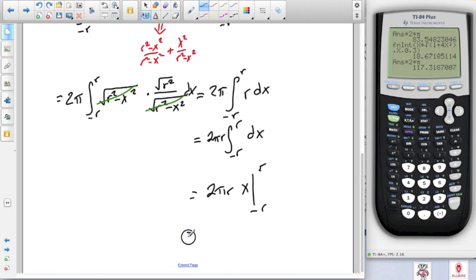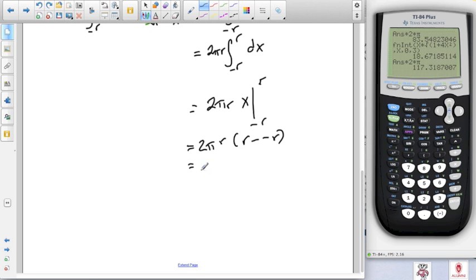And so when we substitute in, we've got 2 pi r times r minus a negative r. And then simplifying, we can see that this is just 2r. So we end up with the expression 4 pi r squared, which is the surface area of the sphere that you learned in geometry.